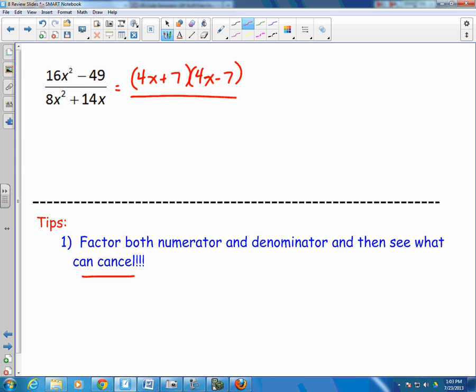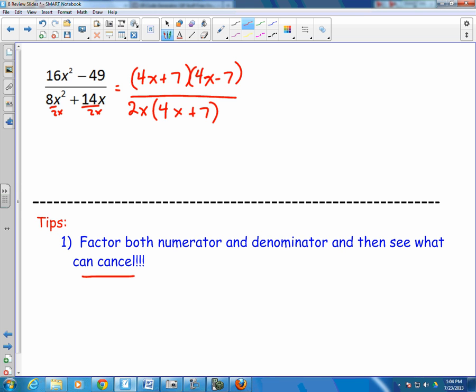The bottom is not the difference of squares. It's not the difference or sum of cubes. It's simply just a GCF question. I can take a 2x out of the bottom. If you take it out, think of it like dividing. 2x out of there is going to leave me 4x. 2x out of 14x is going to leave me positive 7.